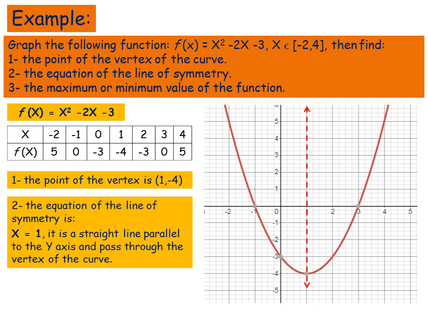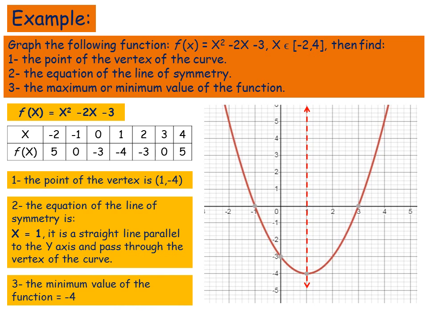The third request, he asked me the maximum or minimum value of the function. Here it's a minimum value of the function because the whole curve lies upwards, or lies over the point of the vertex, and so the minimum value of the function equals negative 4. This is the lowest image recorded in the table and the lowest y coordinate in the curve.